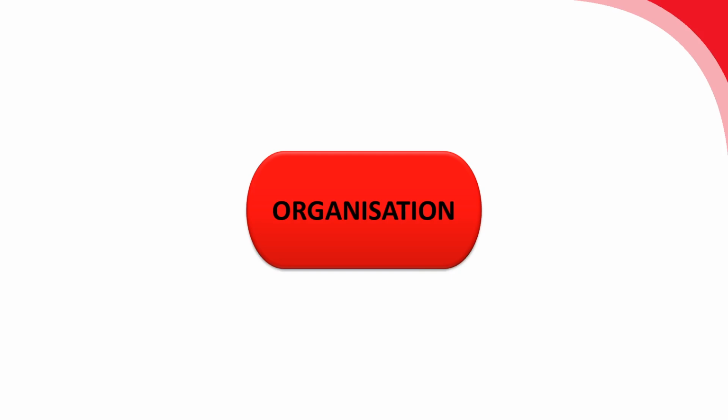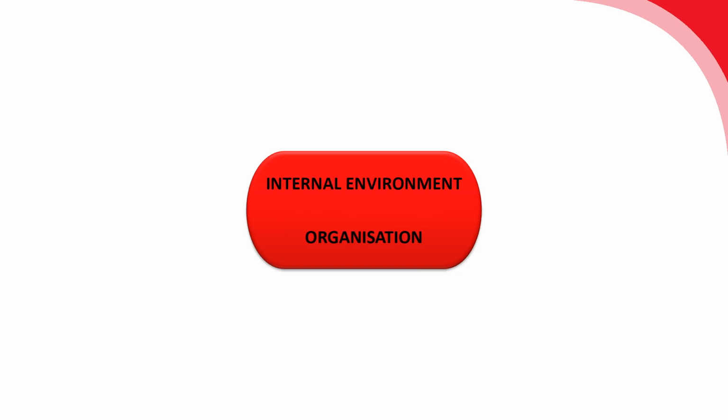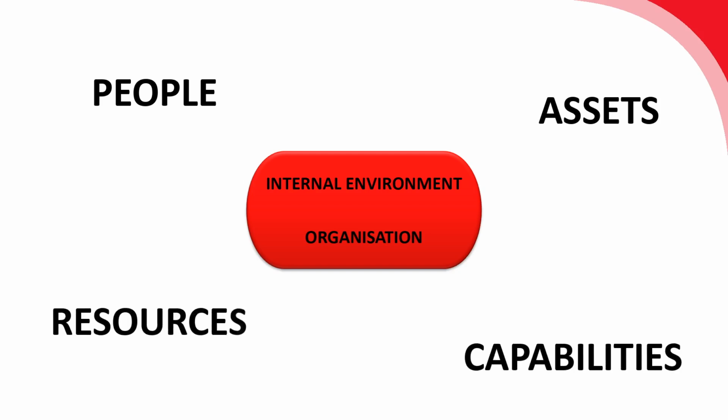So our internal environment consists really of everything within the organization, whether that's staff members and people, tangible and intangible assets, different types of resources, so buildings and other material resources, as well as the overall capabilities of the organization itself. All of these are internal to the organization, they're within the organization, so therefore they form the internal environment of the organization.